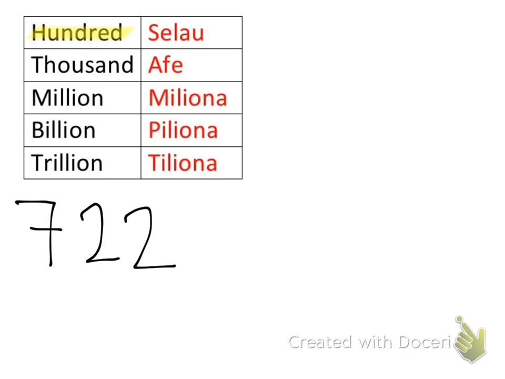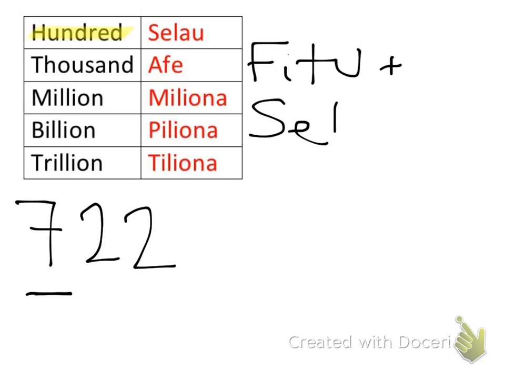I'm going to walk through this one with you, and then I'm going to give you some numbers, and hopefully you can get the same answer that I do. So I have right here a 7, and that 7 is in my hundreds place. So I have a fitu, because that's the number that's in the hundreds place, and then I have to attach 100 to that, which is fitu silau.